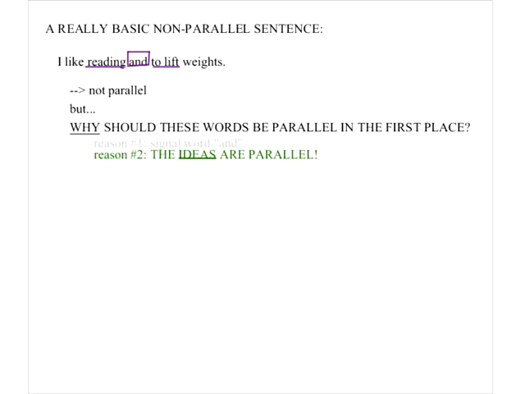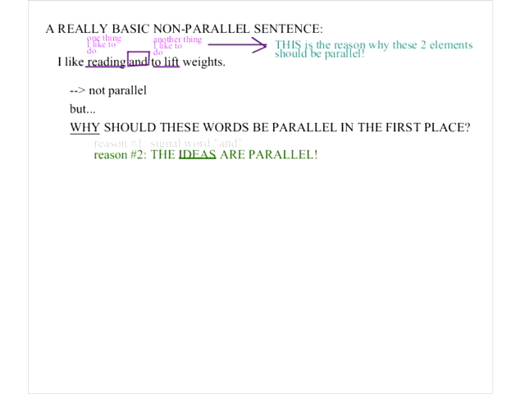Okay, the point is that we are talking about two ideas that are in exactly the same context. This is one thing I like to do, and this is another thing I like to do. That's why we want these to be parallel in the first place. And this is underappreciated by a lot of students. This is the reason why these two elements should be parallel.